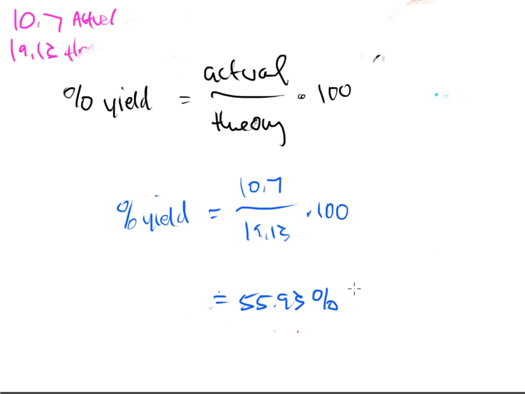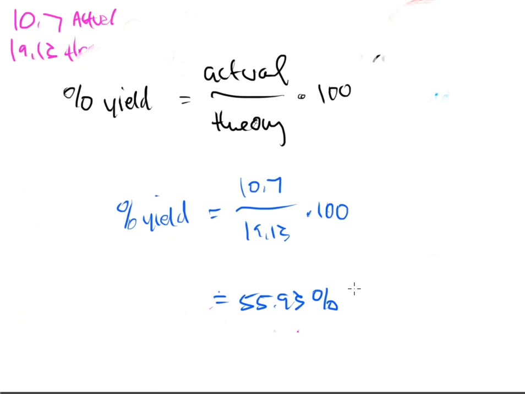So what that means is that I made about 50% of what I should have ended up with. You can tell that by looking at the number, right? 10 is almost half of 19.13. So my percent yield here is 55%.